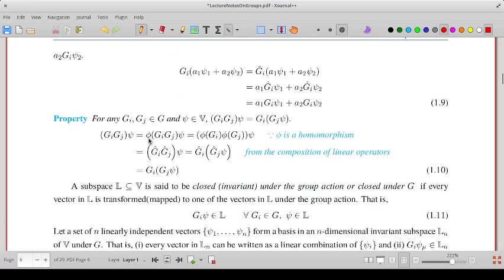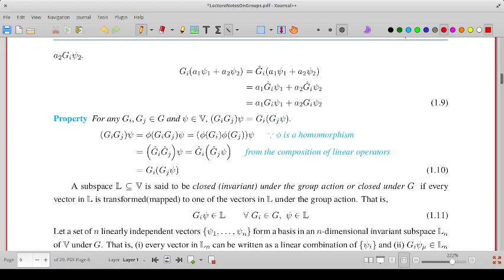Now the second property is that for any two elements Gi and Gj of the group and any vector psi in the vector space V, the action of the element obtained by the product of group elements Gi and Gj, that is GiGj, acting on psi, is simply equal to the action of Gi on the vector obtained by the action of Gj on psi. So that is GiGj, which is a group element acting on psi, is equal to Gi acting on Gj psi.